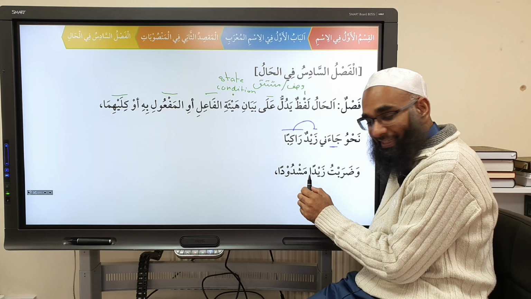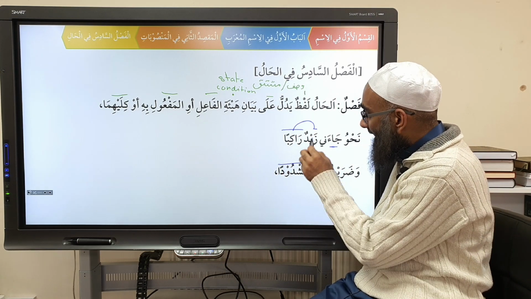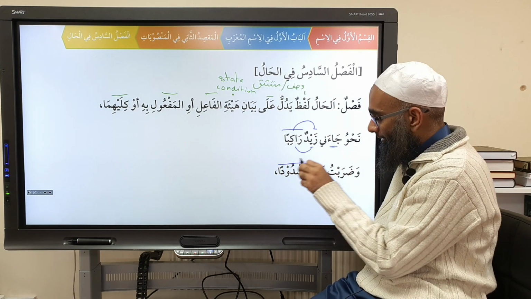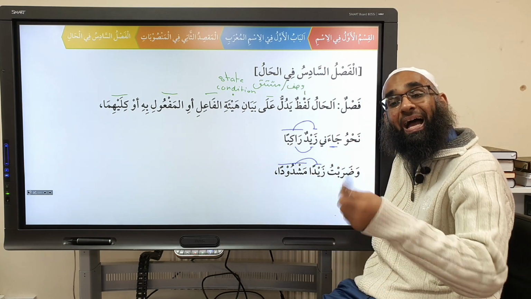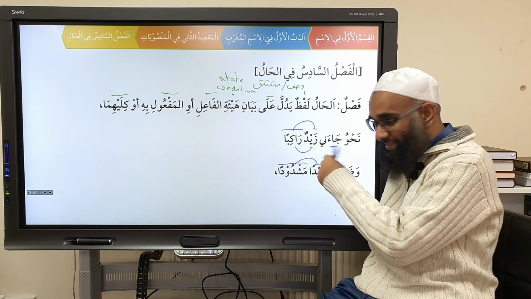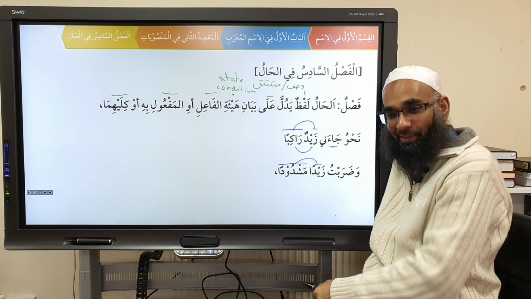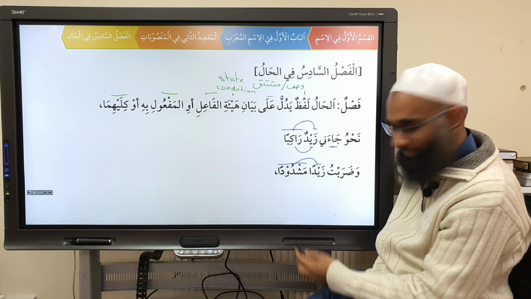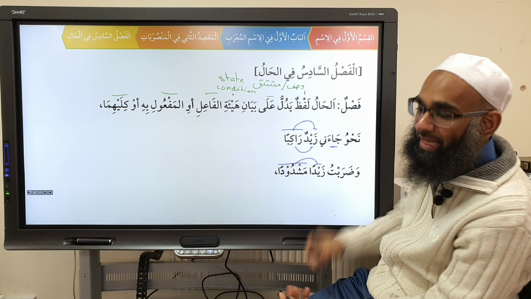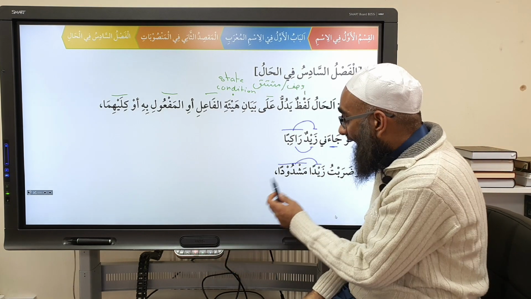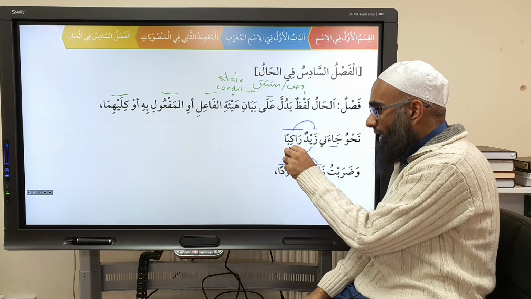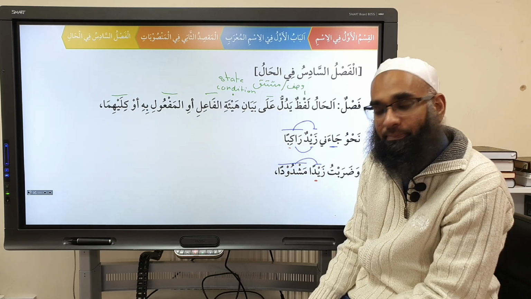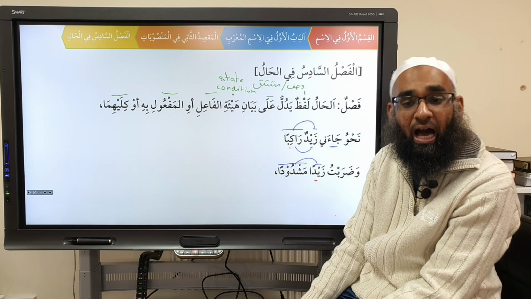So I hit Zayd. What was the state of the maf'ul? In the previous example, he's a fa'il; that was the hal of the fa'il. And in this example, mashdudan, shadda yashuddu shaddan, to tie. So I hit Zayd in a state he was tied up. Proper battering. Okay, so I hit Zayd in a state he was tied up. So in this example, what's the hal? Of the maf'ul bihi. In the earlier example, the hal was of the fa'il. And the third scenario is where you have the hal of both of them.